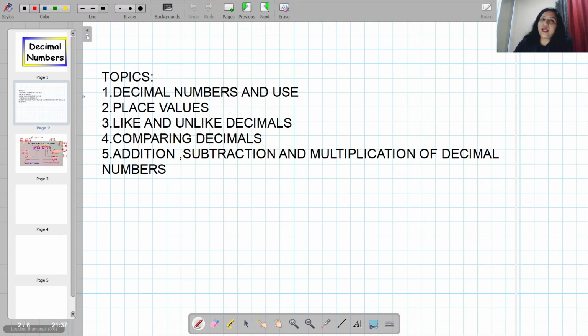Moving on to the next topic now. Decimal numbers and place values we have just discussed. But what is the actual fun of using the digits to the right of the decimal?